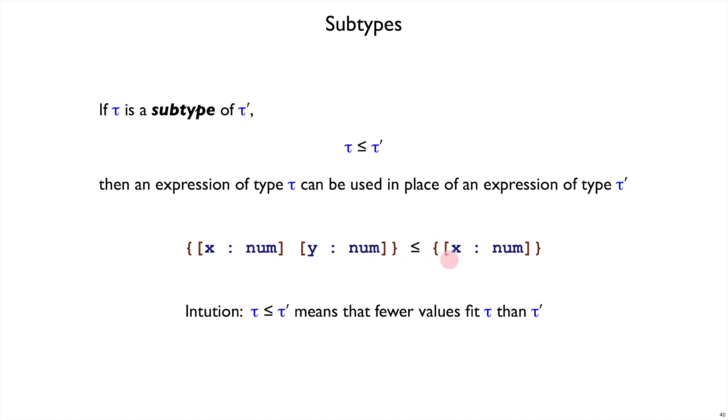That is, there's a certain set of values that includes records that at least have an x field with a type num. And only part of that set of values, only a subset of it, has an x field and also a y field that's of type number. Right, so that's why we use less than here. It corresponds to an intuition of sets of values that fit a type. And it's a subtype when there are fewer values, when it's more specialized in some way, such as being more specialized by also having a y field.